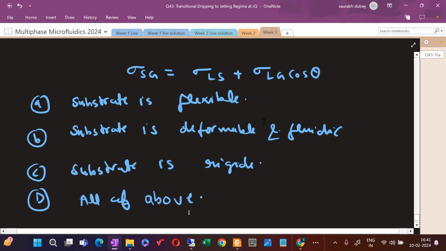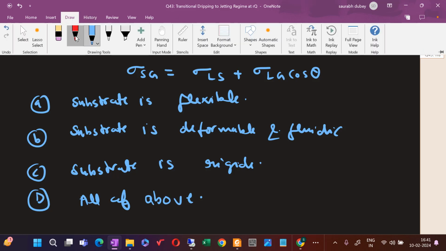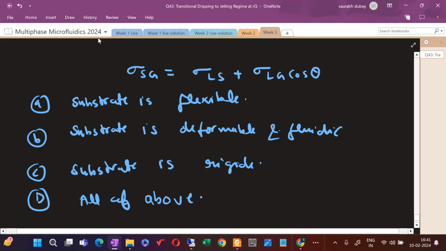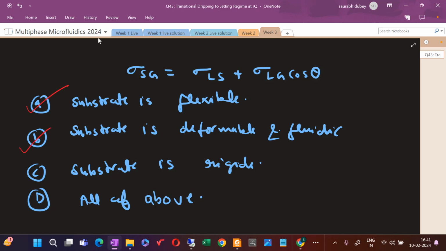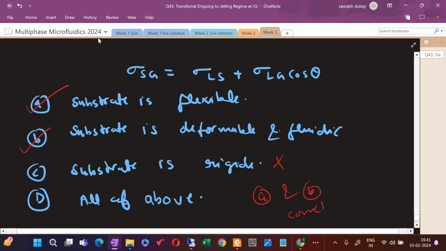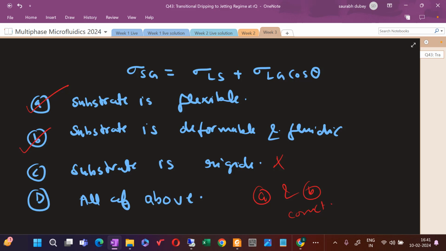So if you have given enough thought about this, then I suppose, if it is flexible and if it is deformable, that is correct. This is wrong because here there will be no change. So only A, B is the correct answer. A and B are correct. Okay, so that is the one case.